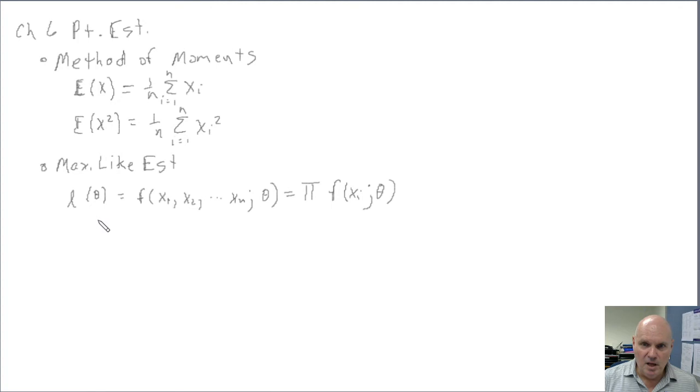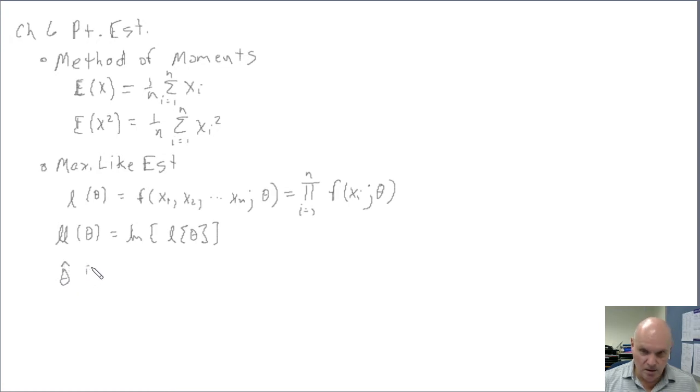And then the maximum likelihood estimate of theta is the value of theta which maximizes the likelihood function. That's a little easier, actually, instead of trying to determine the maximum of the likelihood function, to work with the log likelihood function, which is the natural log of the likelihood function. Okay. And the reason for that is this natural log would turn this product into a sum. And we want to maximize this.